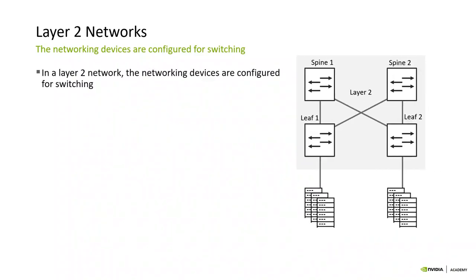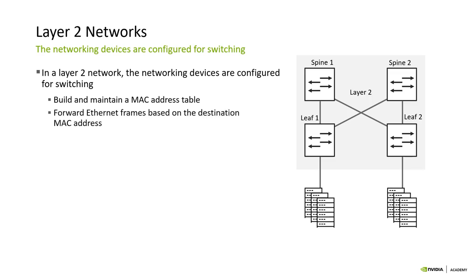In a layer 2 network, networking devices are configured for switching, meaning they make layer 2 forwarding decisions. They build and maintain a MAC address table that maps MAC addresses to exit ports. The switches process Ethernet frames and forward them based on the destination MAC address that is matched against the MAC address table.